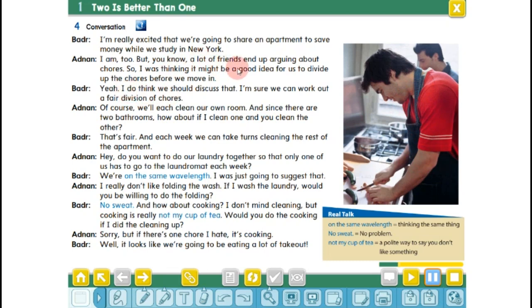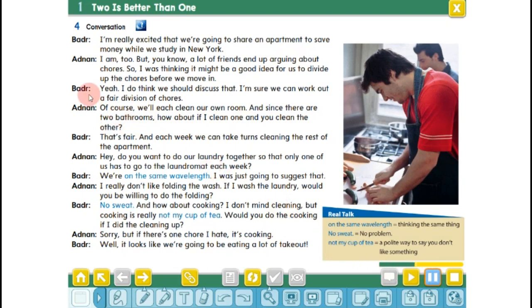So I was thinking it might be a good idea for us to divide up the chores before we move in. Divide up means يقسم الأعمال علينا بالتساوي. Yeah, I do think we should discuss that. I'm sure we can work out a fair division of chores. Of course, we'll each clean our own room. And since there are two bathrooms, how about if I clean one and you clean the other?